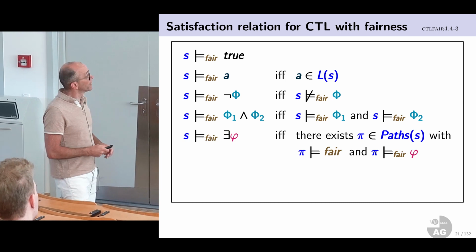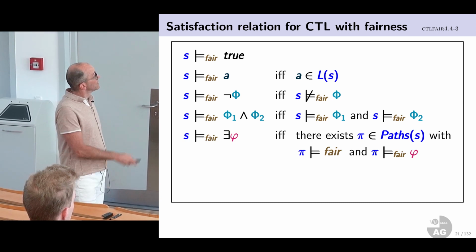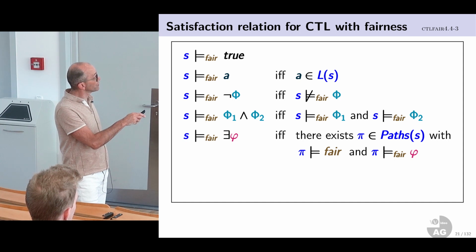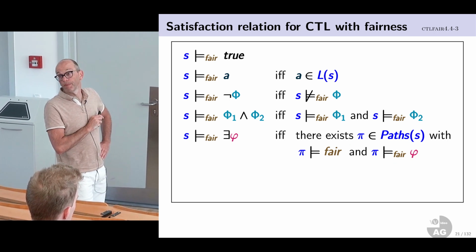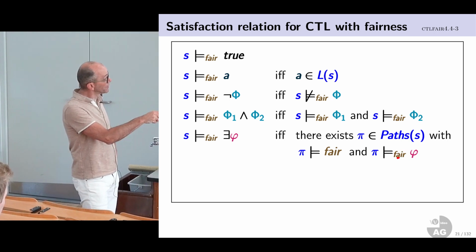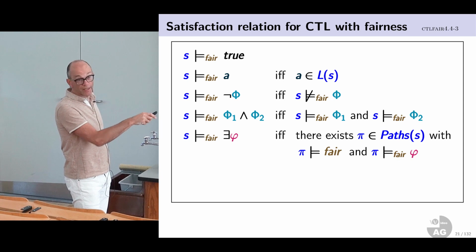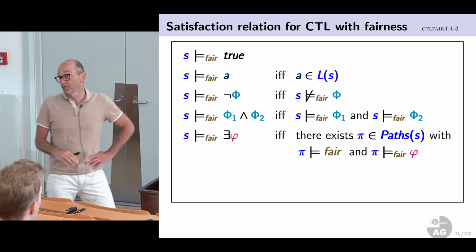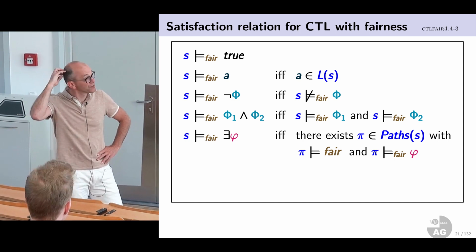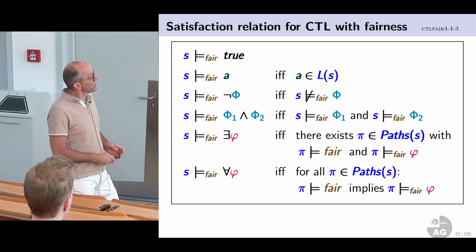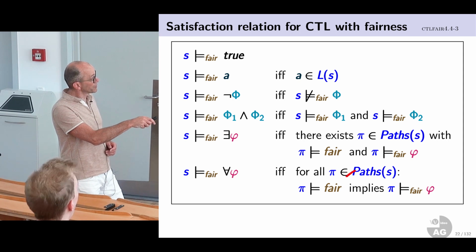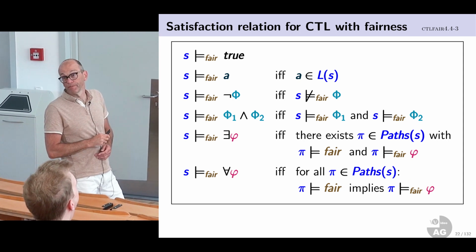So let's look at existential phi. It's what you, I think, would expect. A state S satisfies under the fairness assumption fair, existentially phi, if and only if there exists a fair path. So if there exists a path pi starting in S which is fair and which satisfies phi under the fairness assumption. We have to keep this fairness assumption there, because this phi can itself again have nested state formulas or path formulas that need to be influenced by this fairness assumption. Similarly, for universally quantified formulas, of course, for all paths starting in S, if the path is fair, it should also satisfy phi.